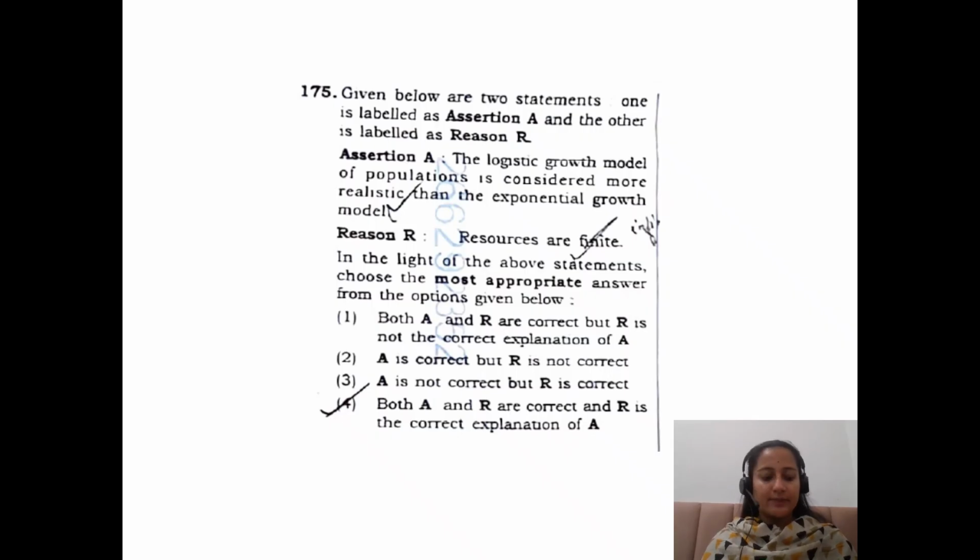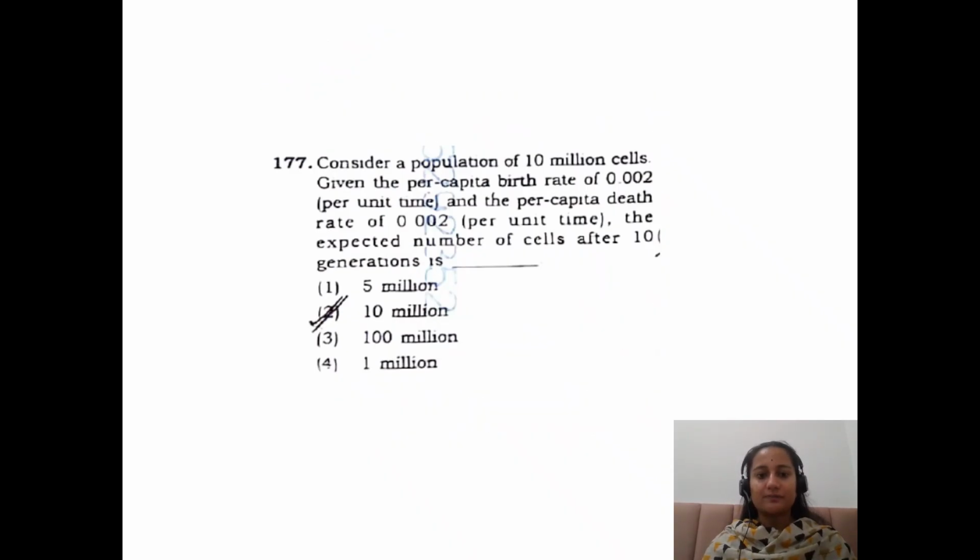Given below are two statements. This question is from organisms and population. The logistic model of population is considered more realistic than the exponential growth model. Okay, this statement is true. Resources are finite. This is also a true statement, and it is the correct explanation. Because resources are finite, we consider logistic growth as more realistic when compared to exponential growth. So both are correct and also the correct explanation.